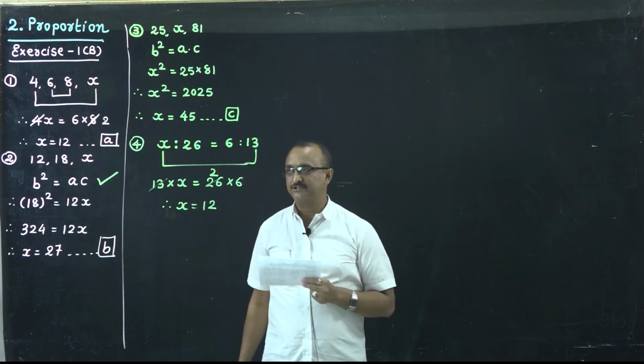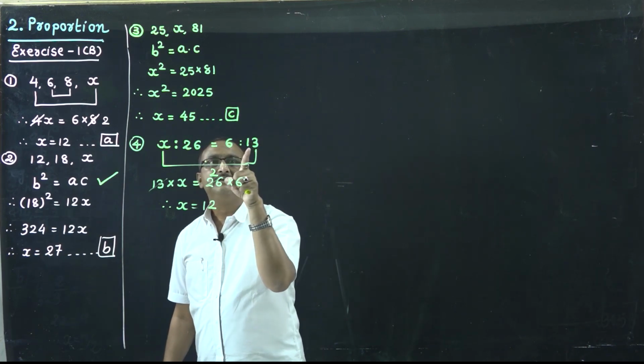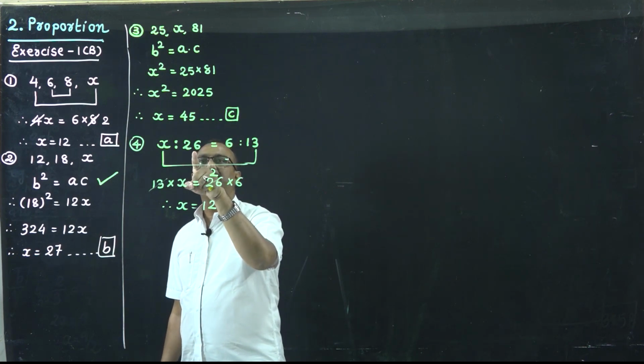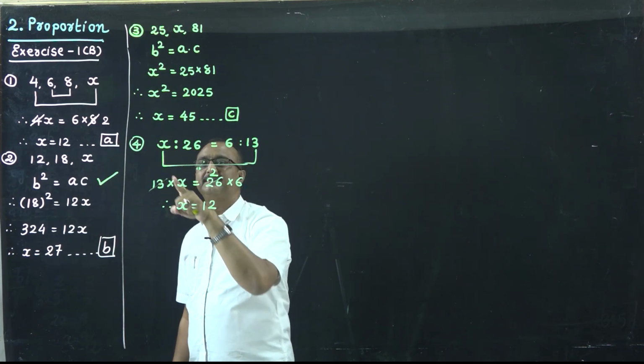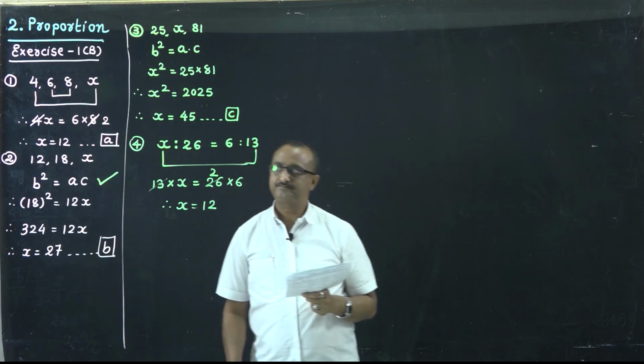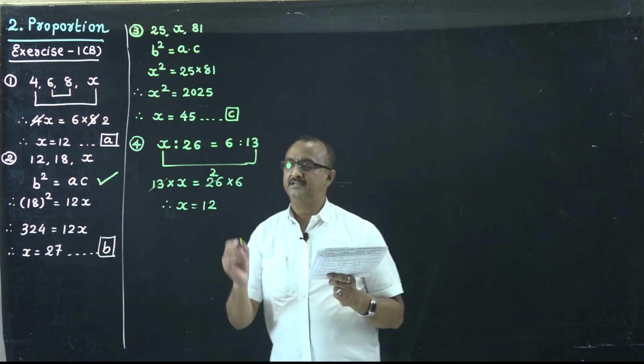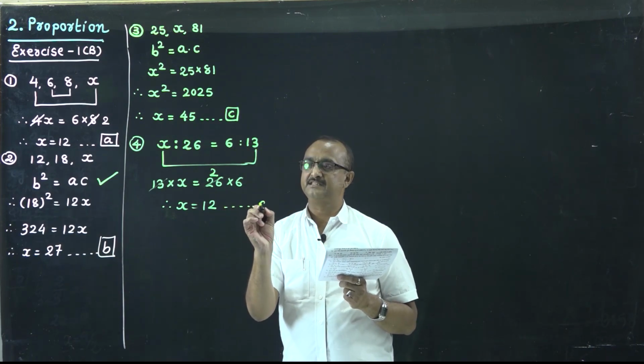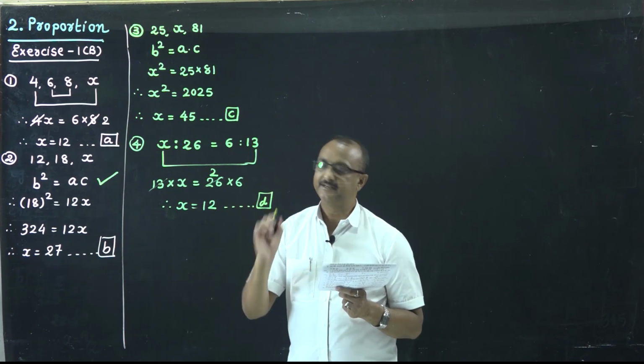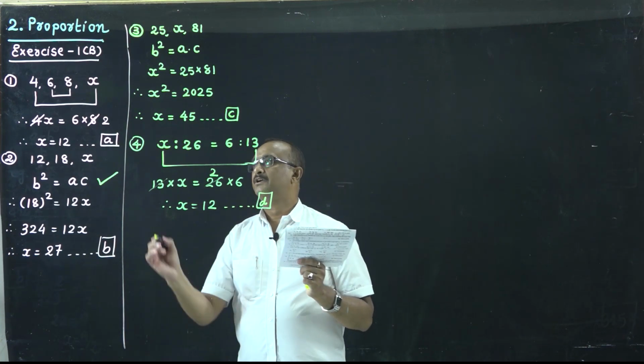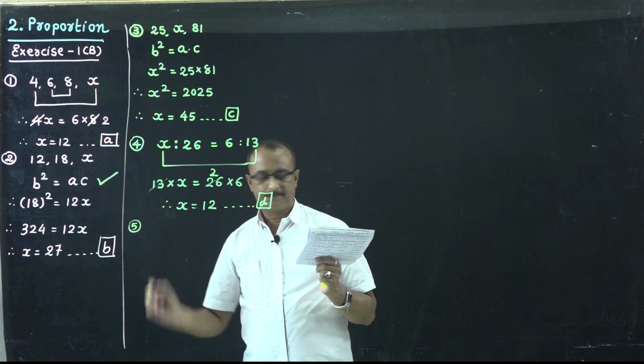Again, there is no need for calculation here. You can see that double of 13 is 26, so double of 6 is 12. And our answer is none of these. Option D is correct.